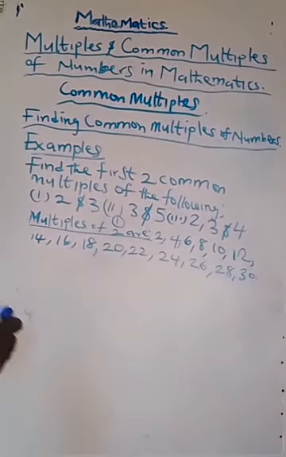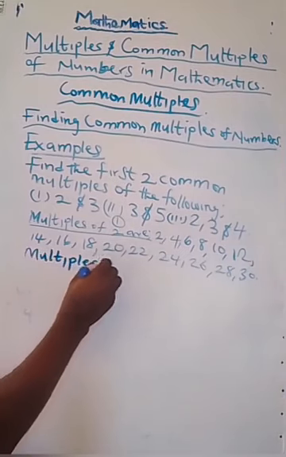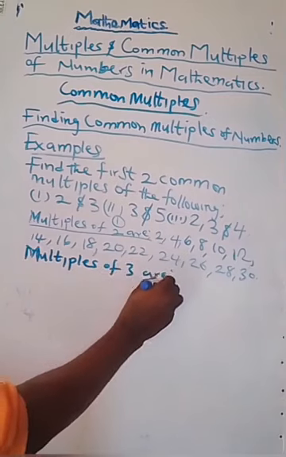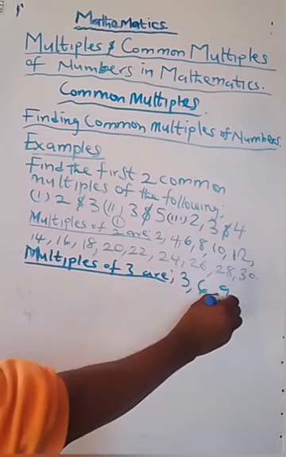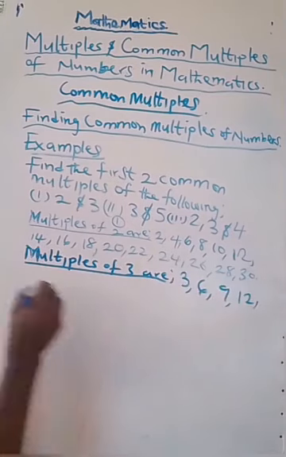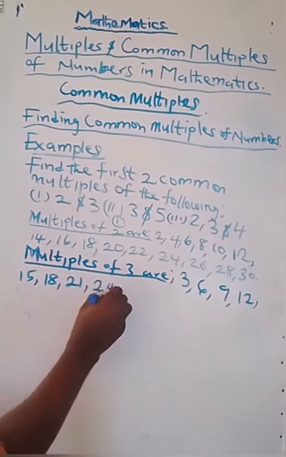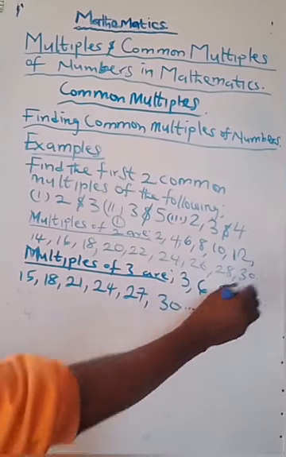Let's look at multiples of 3. Multiples of 3 are 3 itself, another 3, 6, another 3, 9, 12, 15, 18, 21, 24, 27, 30. Let's leave it like that. You can still continue if you wish.